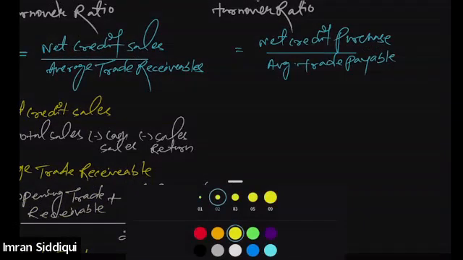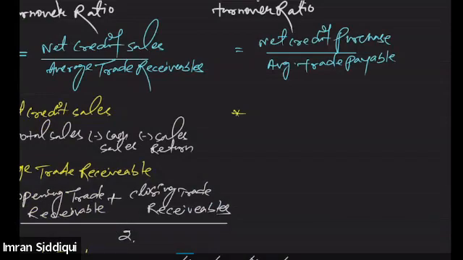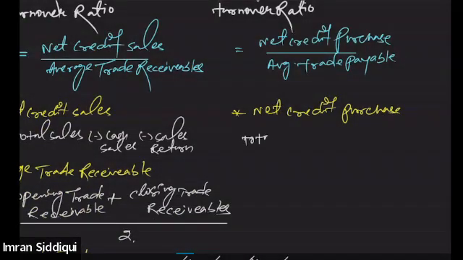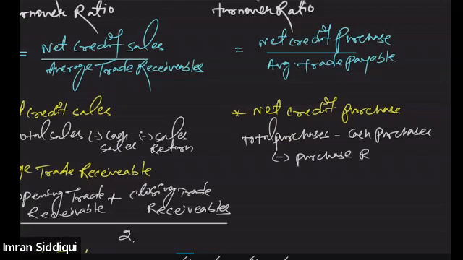Okay. Now, same thing. If by chance you are not provided with the net credit purchases, then how can you determine that? In order to find out the net credit purchases, we can apply the simple formula. We can take the value of the total purchases minus the cash purchases minus the purchase returns. By doing this, we'll be able to get the value of net credit purchase.